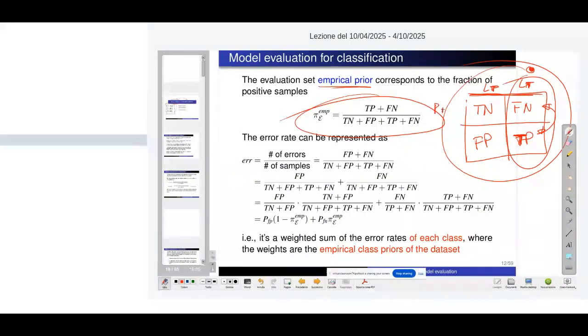Then some of them will be predicted as false. Some of them will be predicted as true. Altogether, they are the samples of class true. So this column is the samples of class true. And the denominator is the sum of all the elements. This is exactly how you would compute the empirical prior for this dataset. Samples of class true divided by the number of samples. So the proportion of samples of class true.